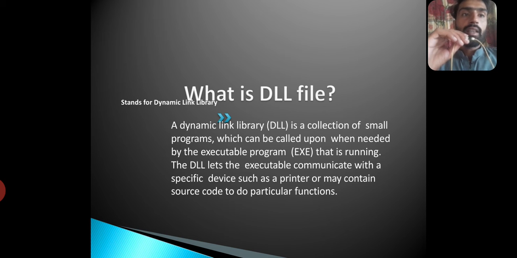What is a DLL file? It stands for Dynamic Link Library. A dynamic link library, DLL, is a collection of small programs which can be called upon when needed by the executable program, EXE, that is running. The DLL lets the executable communicate with a specific device such as a printer, or contains source code for particular functions.